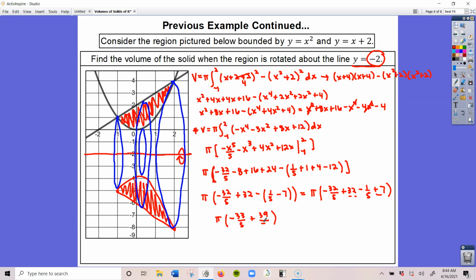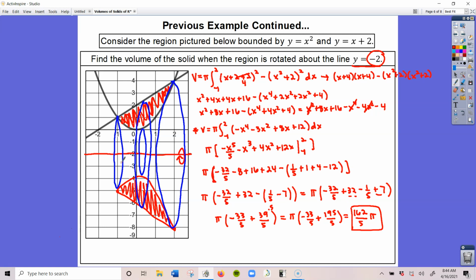I will need to put this over 5, so I'm going to multiply this by 5. And that would give me pi times negative 33 over 5 plus 195 over 5. So now for my final answer, I'm just going to add negative 33 plus 195, which is equal to 162 over 5, and then of course pi. And this would be my final answer.